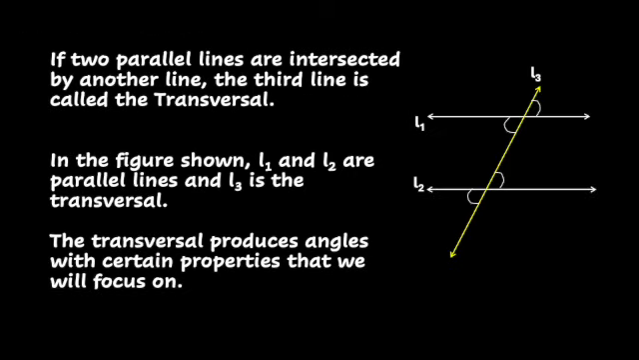Let's now define a term called transversal. If two parallel lines are intersected by another line, the third line is called the transversal. So have a look at the figure shown here. L1 and L2 are parallel lines. There is a third line intersecting these two lines, and this third line L3 is called the transversal. The transversal produces angles with certain properties that we'll focus on in this video.